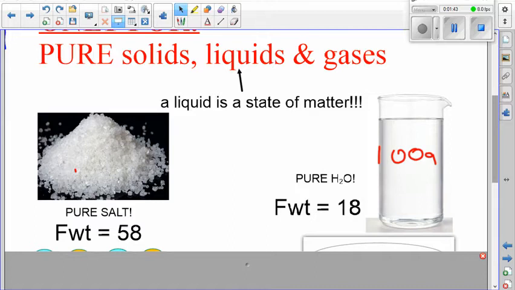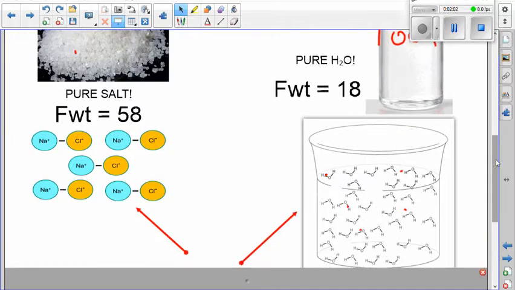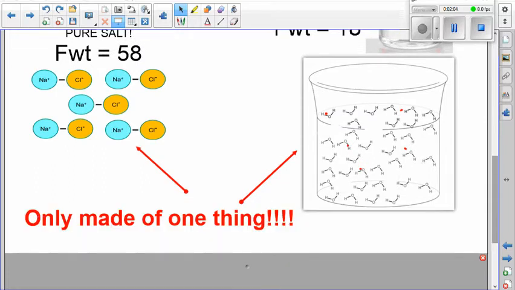Let's pretend I poured exactly 58 grams of salt right here. I have 58 grams of this, it's exactly 1 mole. Or in other words, there are 6.02 times 10 to the 23rd NaCl molecules right here in this little tray. The reason this works is because everything in there is exactly the same. There's nothing but NaCl in that little plastic dish, nothing but H2O in that big beaker, and you know which formula weight to use accordingly.